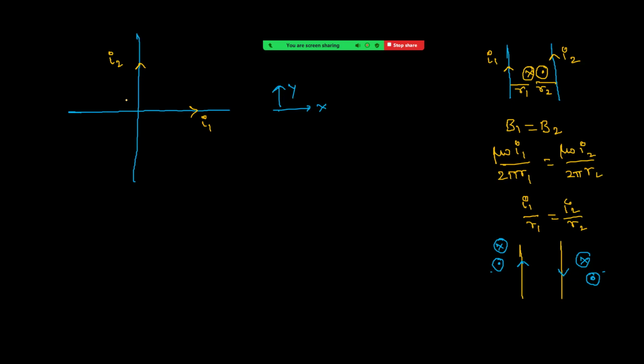So here, to the right of this wire, the direction of the field is into the board, because of I2. Next, because of I1, in this region, the field is outwards. That means the direction is opposite, so the net field can be zero. So here I am taking one line.